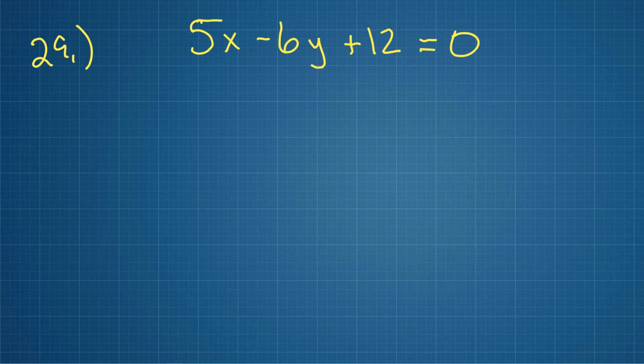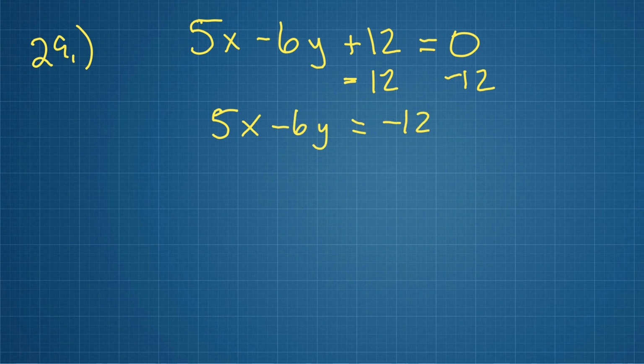Alright, so for 29, I want to make it look like some of the other problems I've done. So the first thing I'm going to do is I'm just going to minus 12 from both sides. And then it becomes 5x minus 6y equals negative 12. Now it looks like something I've done before.